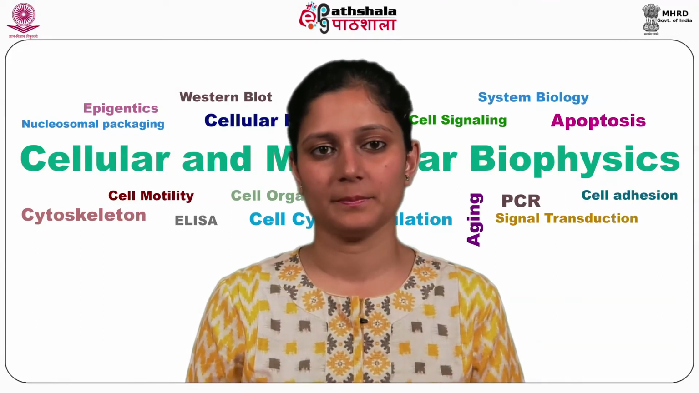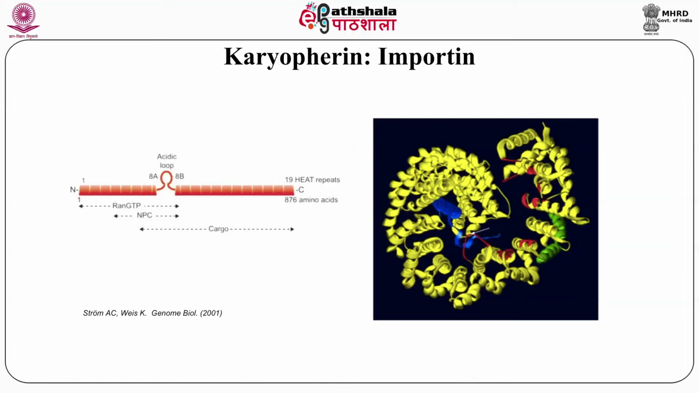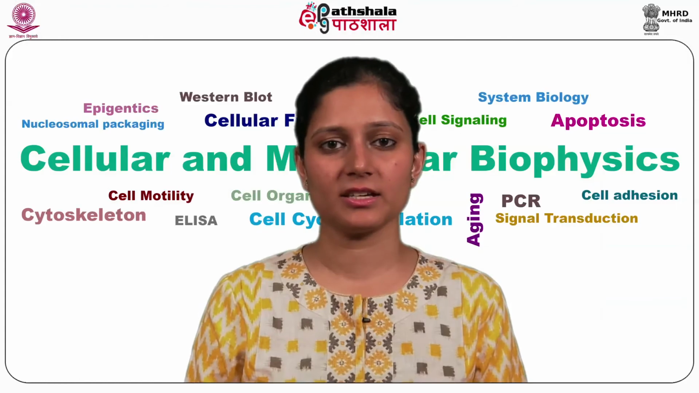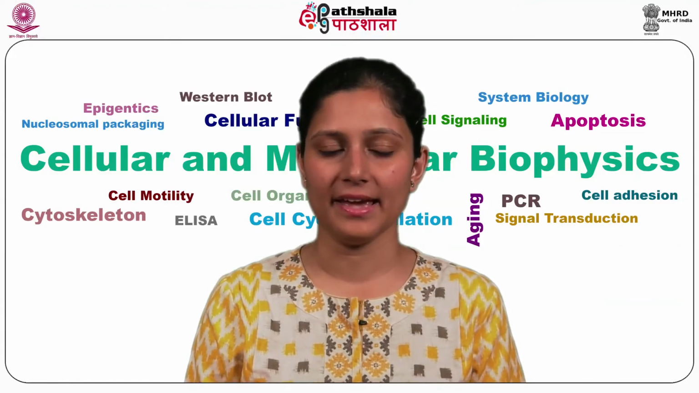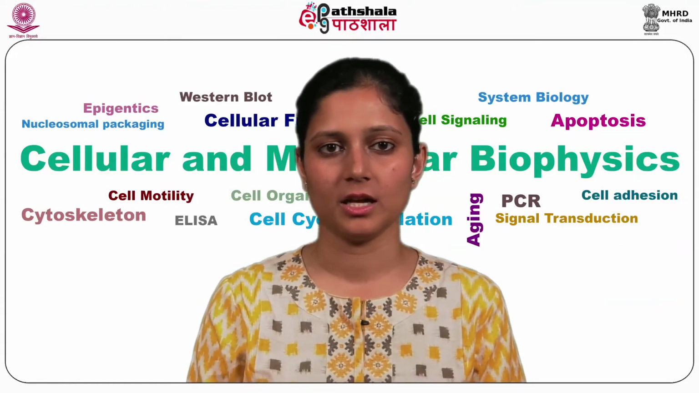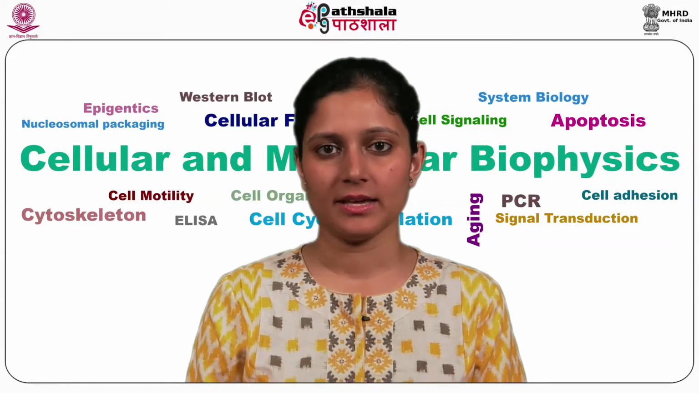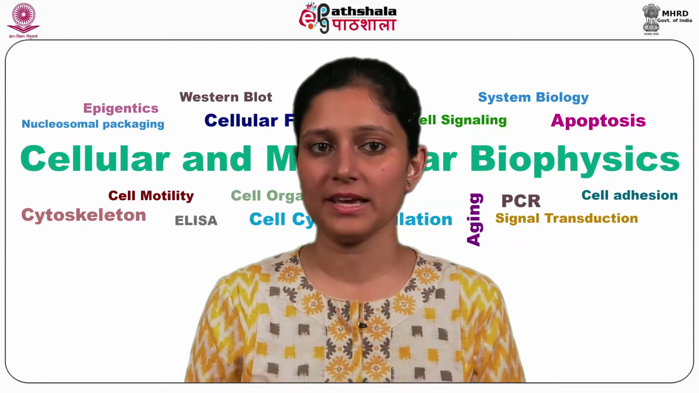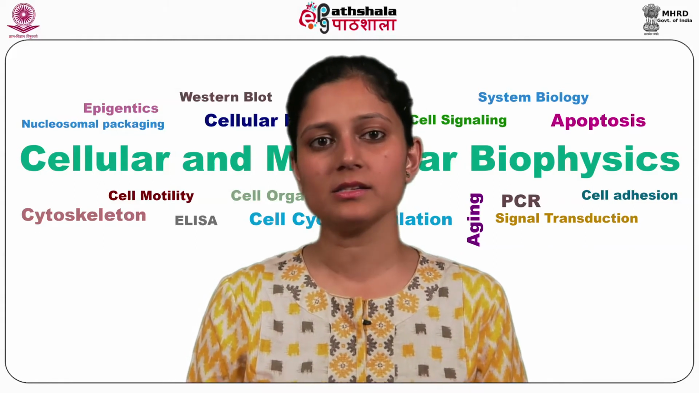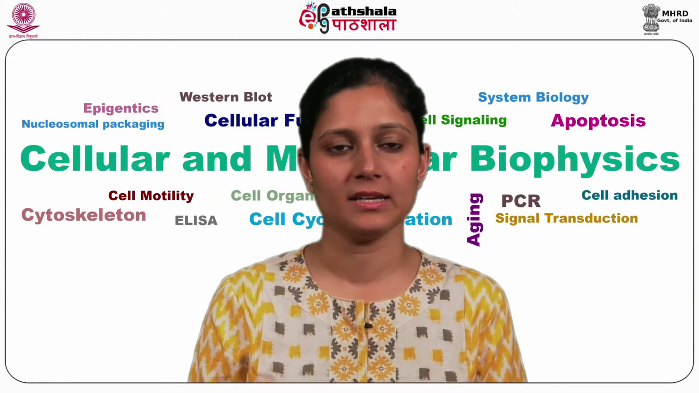In this picture on the left, you can see the structure of importin beta. The N stands for amino terminus and C for carboxy terminus. Importin beta is composed of 19 helical repeat motifs, also known as HEAT repeats. Each consists of an A and a B helix connected by a short turn, which in HEAT 8, as seen in this picture, is replaced by an acidic loop, critical for the regulation of substrate binding and release.